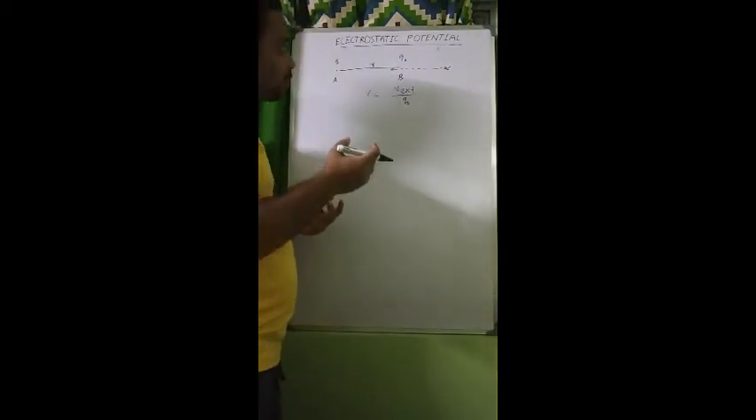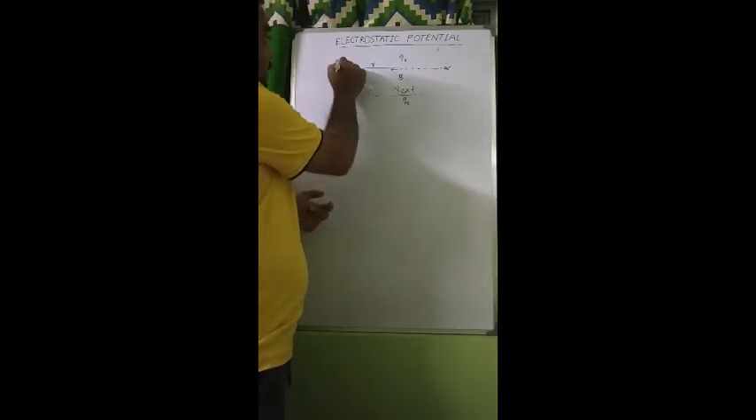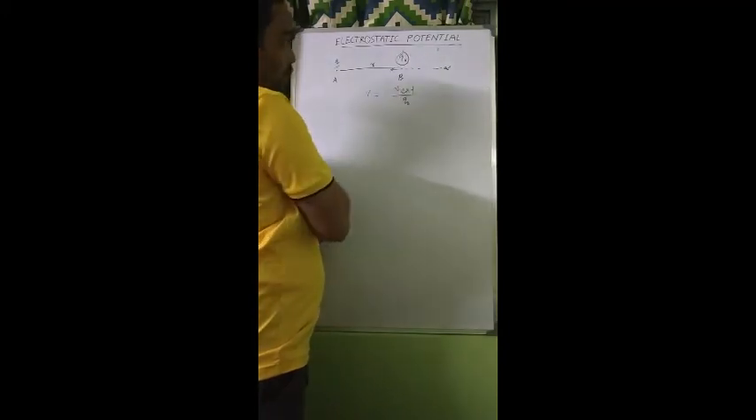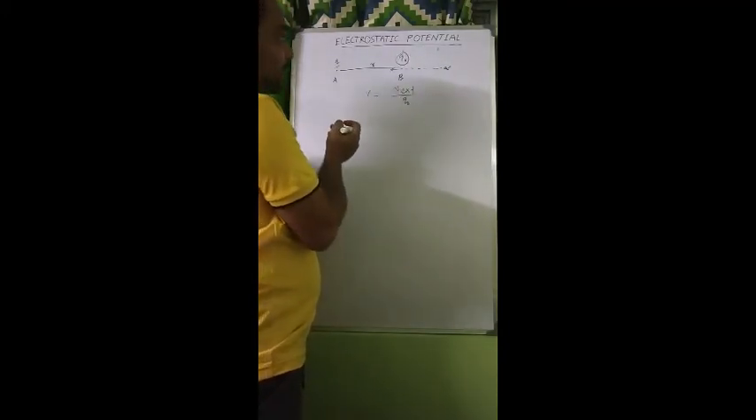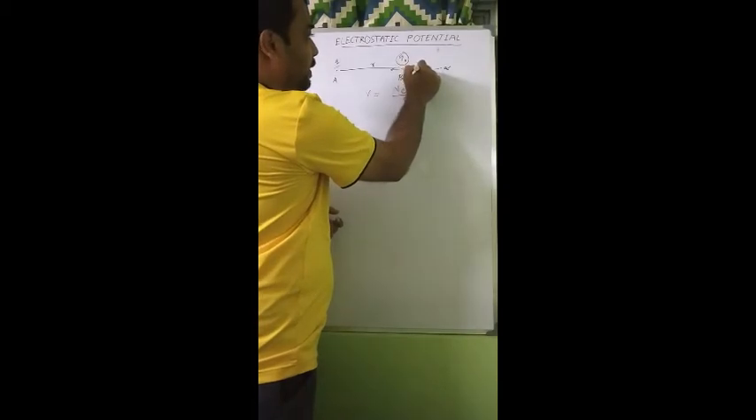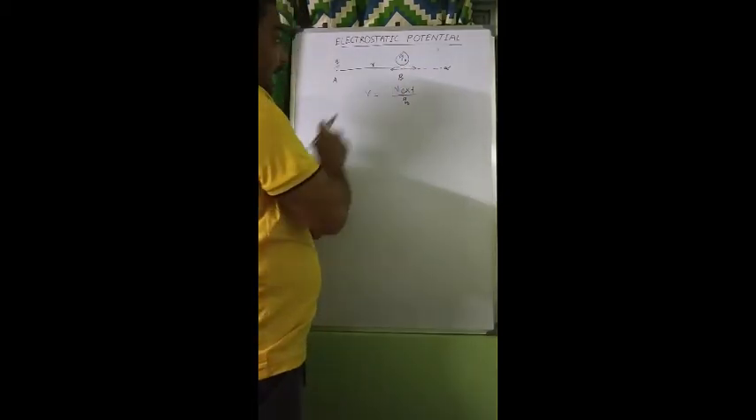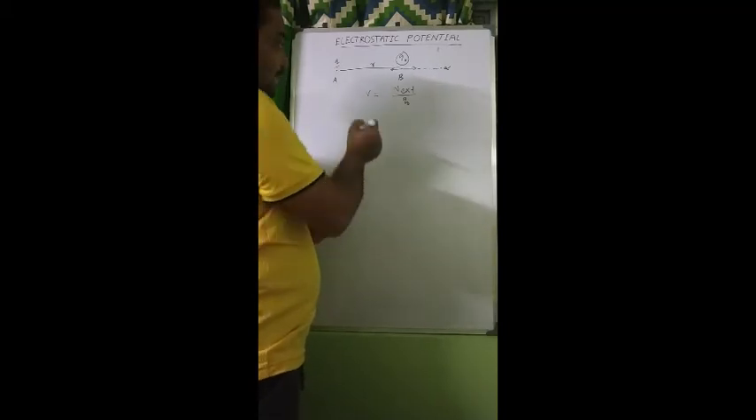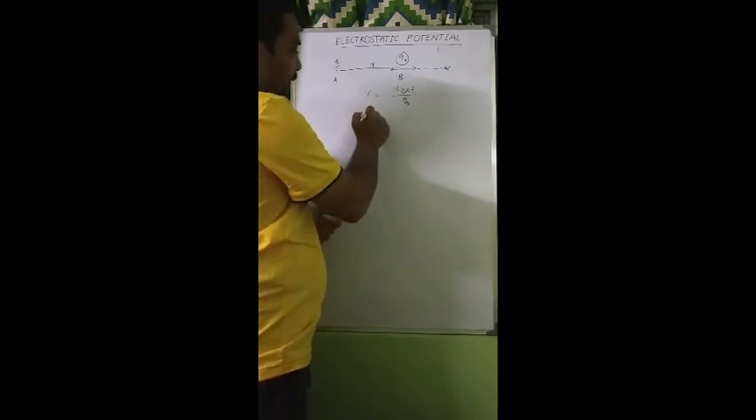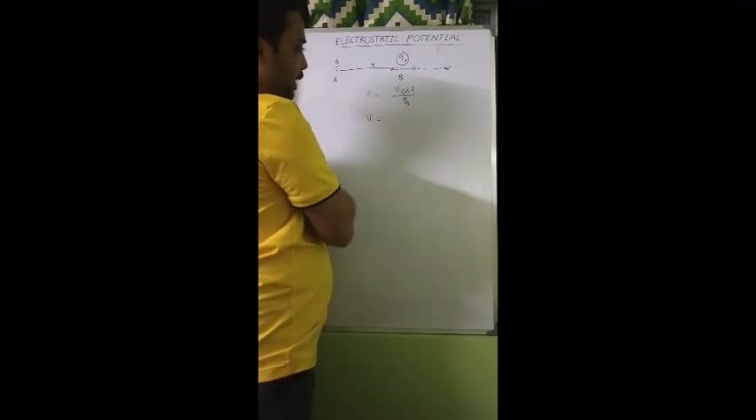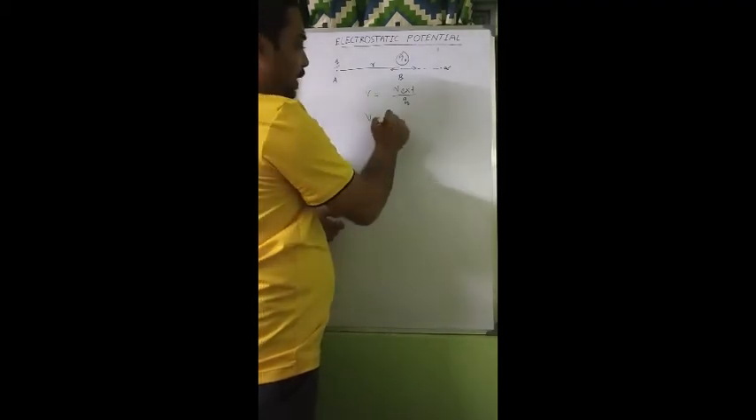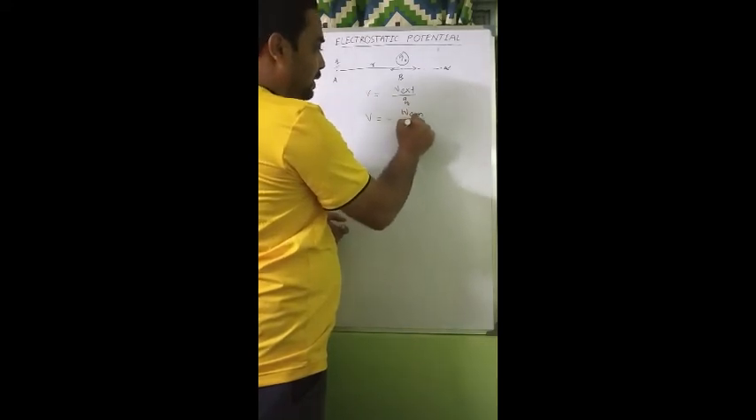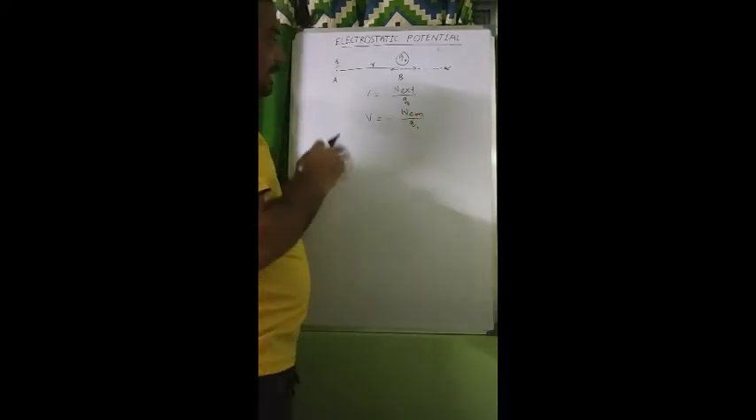In the other way, we can consider that this charge Q applies a Coulomb force on this charge Q naught. What should be the direction of that force? In this direction. And this Coulomb force we can also consider as a conservative force. In that case, the electrostatic potential V equals the negative of the work done due to the conservative force on charge Q naught. So this is the difference.